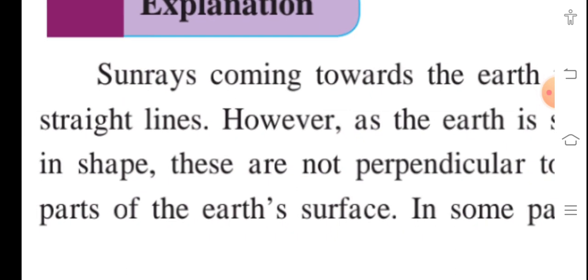Sun rays coming towards the earth, straight lights. When we see the figure, we came to know that the beams of the torch which fall in a straight line on the paper occupy a very small area, just like the sun rays coming towards the earth in straight lines.